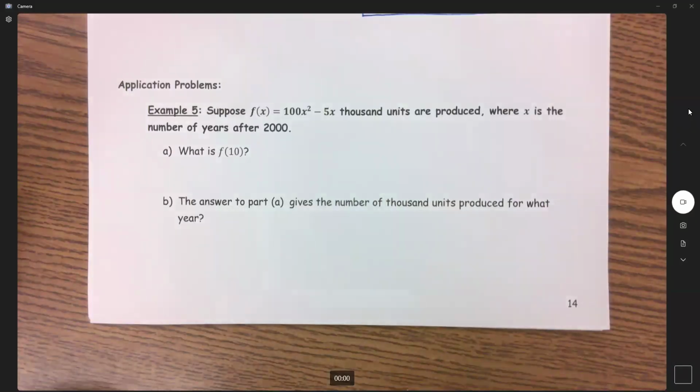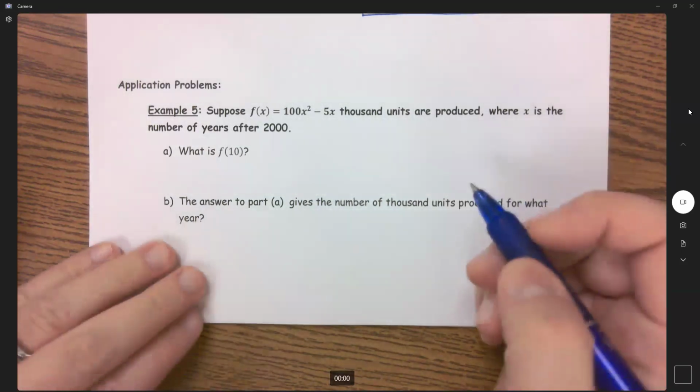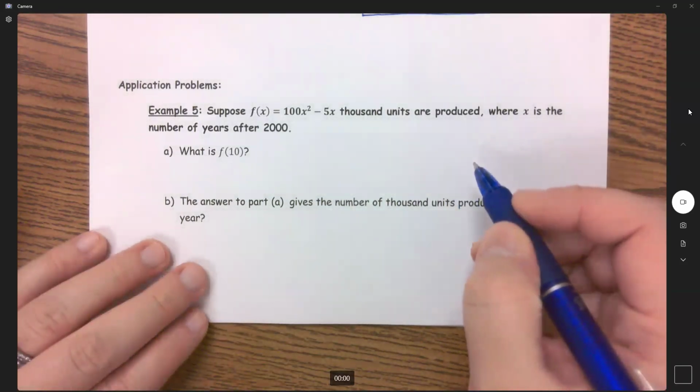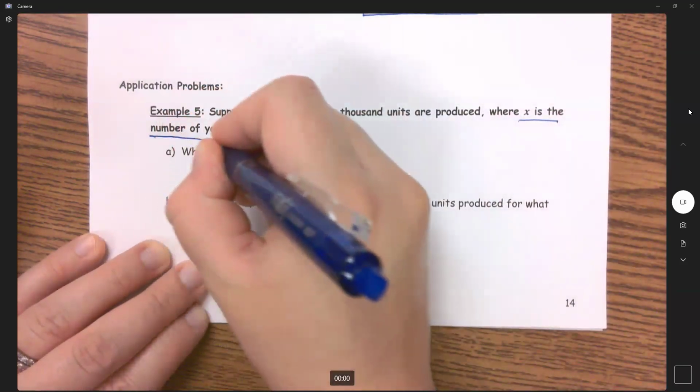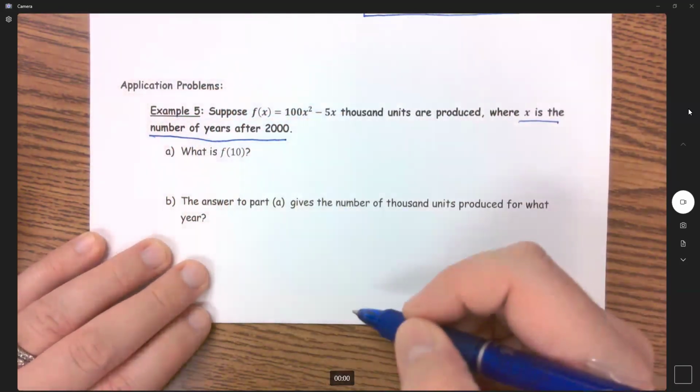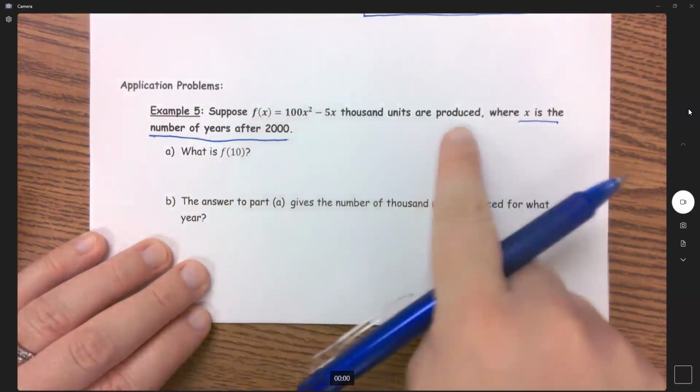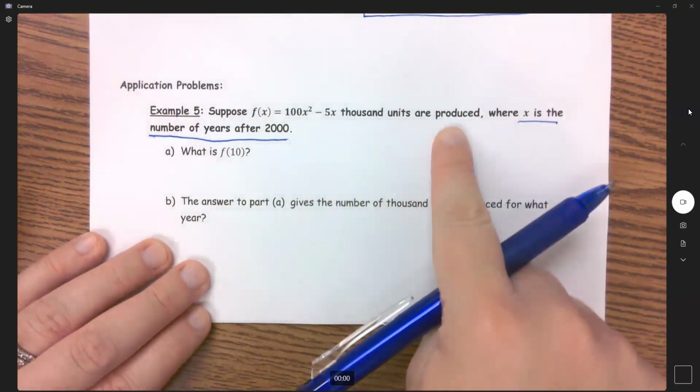Example 5 and 6 are some application problems. So example 5 says, suppose f of x equals 100x squared minus 5x, 1,000 units are produced, where x is the number of years after 2000. Okay, so x is the number of years after 2000. My f of x are the number of units produced.